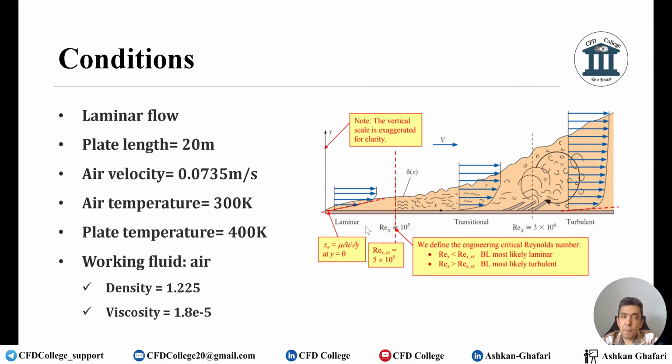As I mentioned, here we have laminar flow. The length is 20 meters. The air velocity is 0.0735 meters per second. The air temperature is considered as 300 kelvins, and the plate temperature is 400 kelvins. The working fluid is air with density of 1.225 and the viscosity of 1.8 E minus 5.